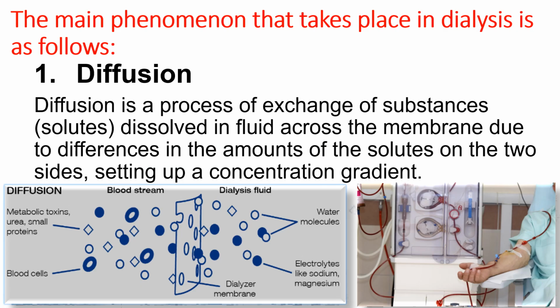Next, the main phenomena that take place in dialysis are diffusion and ultrafiltration. Diffusion is a process by which molecules move from an area of higher concentration to an area of lower concentration. In dialysis, diffusion occurs across the semi-permeable membrane of the dialyzer, allowing the waste products, excess fluids and electrolytes to be removed from the blood.